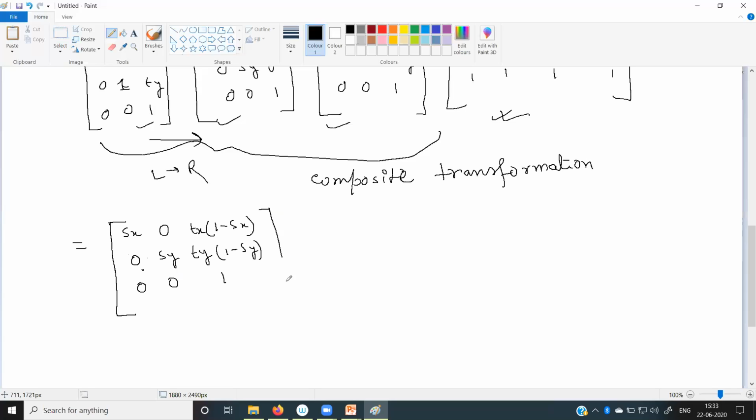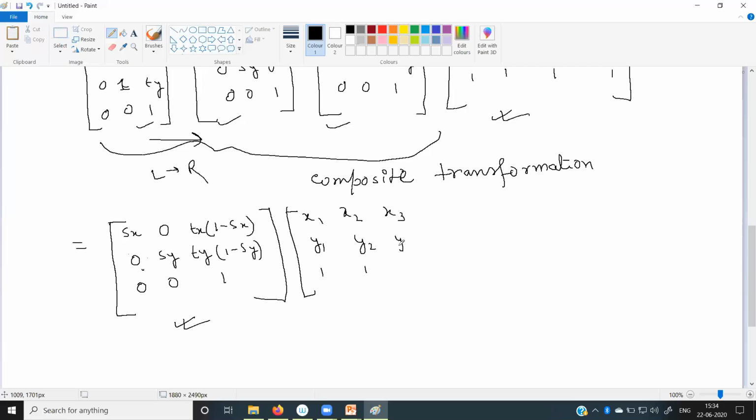Now instead of writing all 3 matrices separately, we can multiply them and write it in a composite form. This composite matrix can also be written in this format. So this matrix is called the composite matrix, or you can keep them as they are. So this is all about the composite matrix.